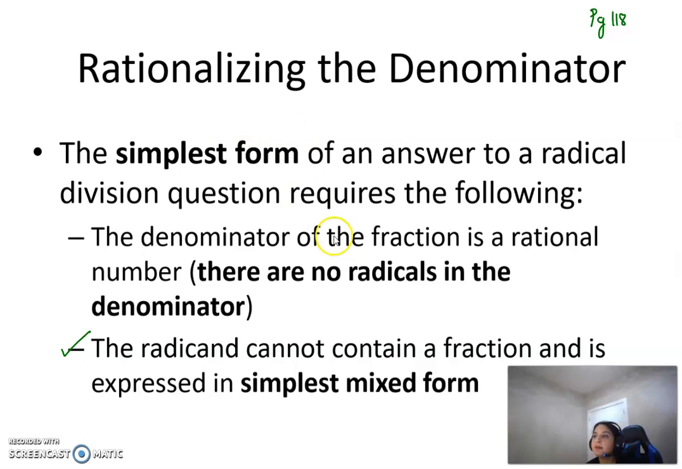Okay, what does that mean? That there are no radicals in the denominator. Okay, and the process to get rid of the radicals in the denominator is called rationalizing the denominator. So why don't we want a radical in the denominator?